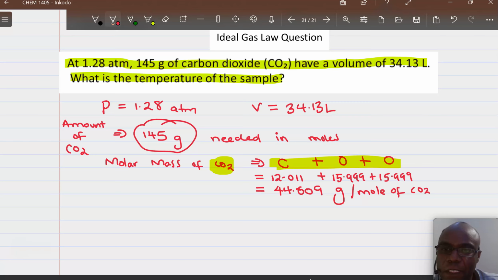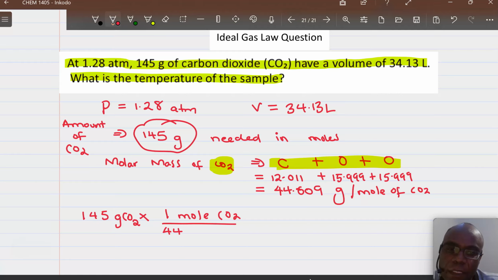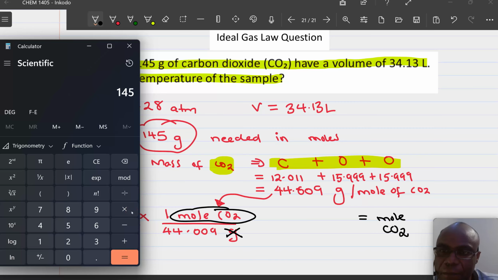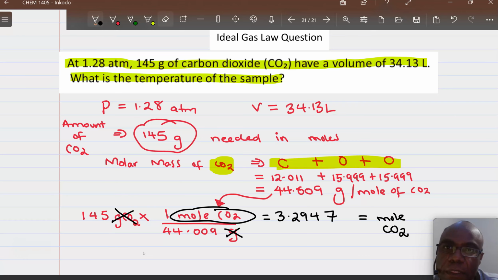Now, since I'm given 145 grams and I want it in moles, I'll use my dimensional analysis process. I'll convert these grams of CO2 to moles of CO2. I know for every 1 mole of CO2, it has a mass of 44.009 grams. We got that from our molar mass calculation. Doing so, grams of CO2 and grams of CO2 will cancel. Our answer should read moles of CO2. So we'll say 145 divided by 44.009. The answer I'm getting is 3.2947 moles of CO2. So now that is going to be my N value.